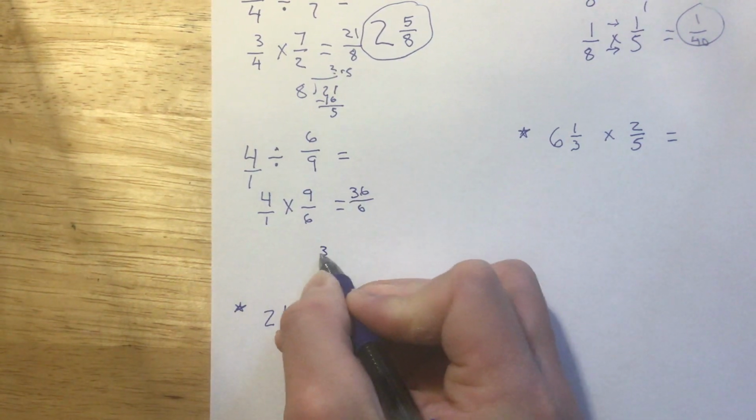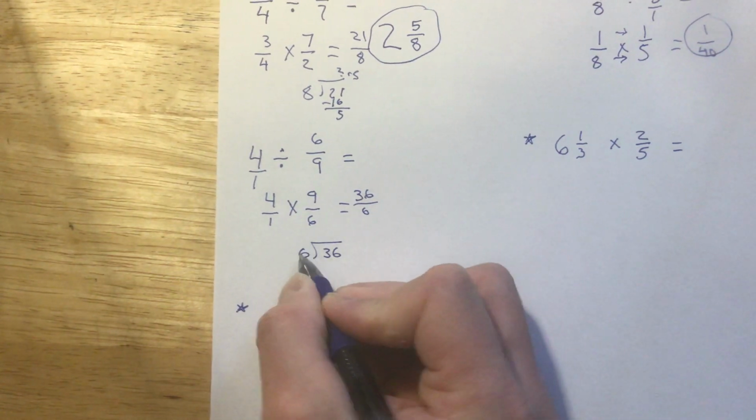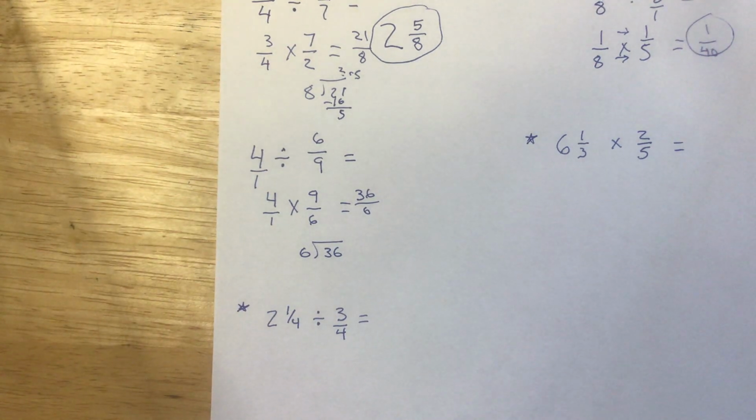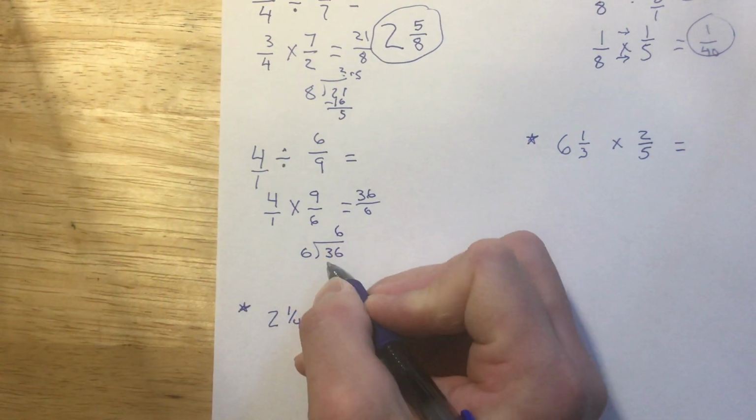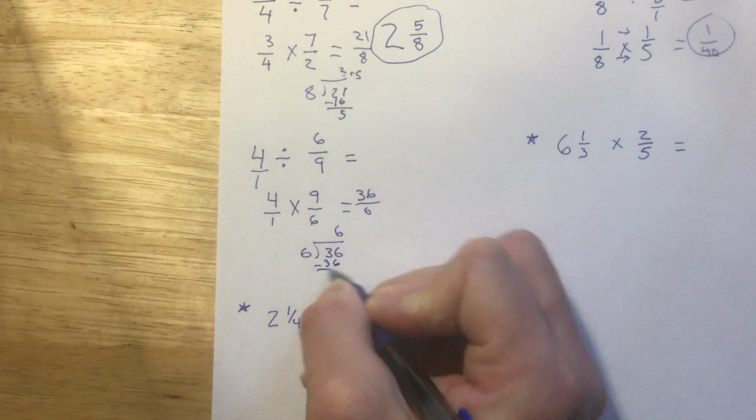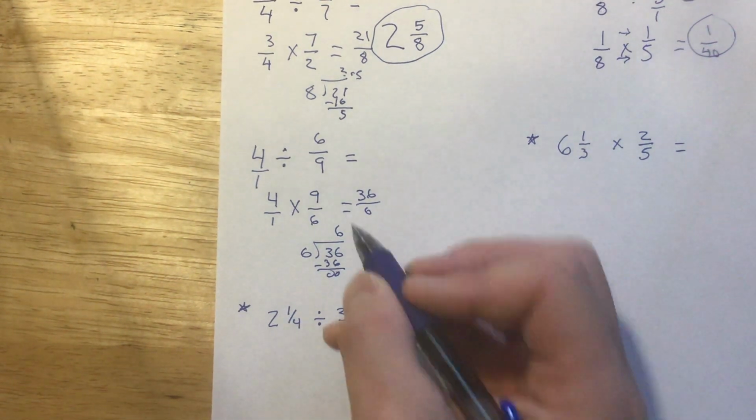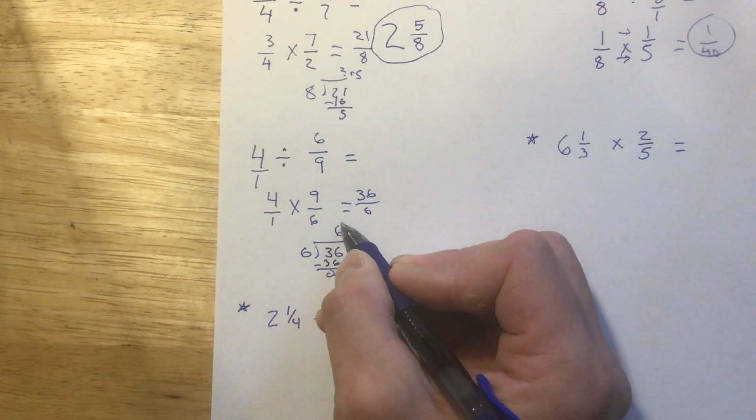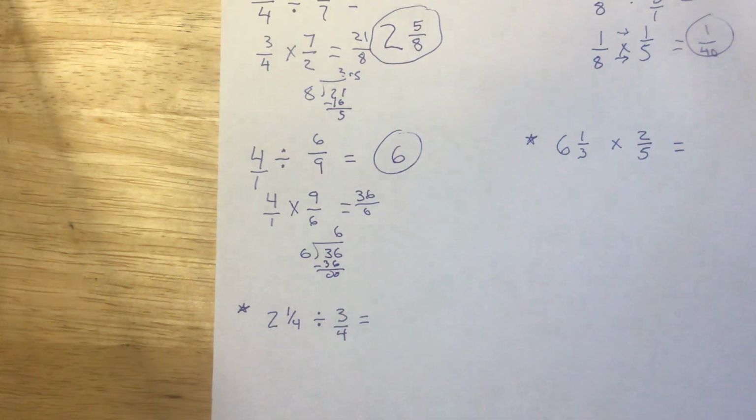I got to divide that out. 36 divided by 6. Oh, I look at my chart and boy, hey, that's perfect. It goes in there 6 times exactly. 6 times 6 is 36, nothing remaining. So I've got no remainder. All I got's a whole number. So my answer here is simply 6.